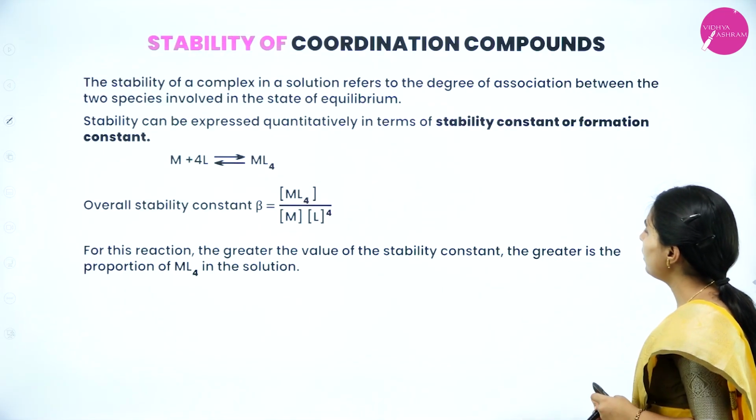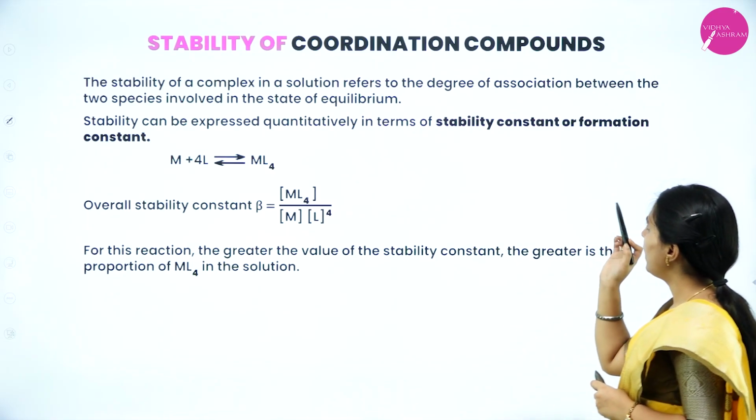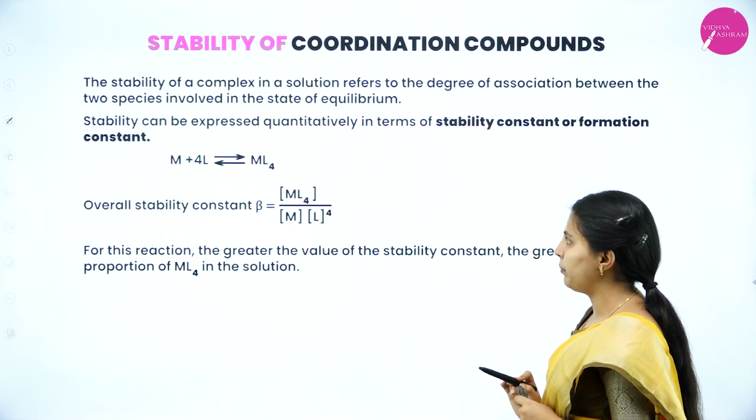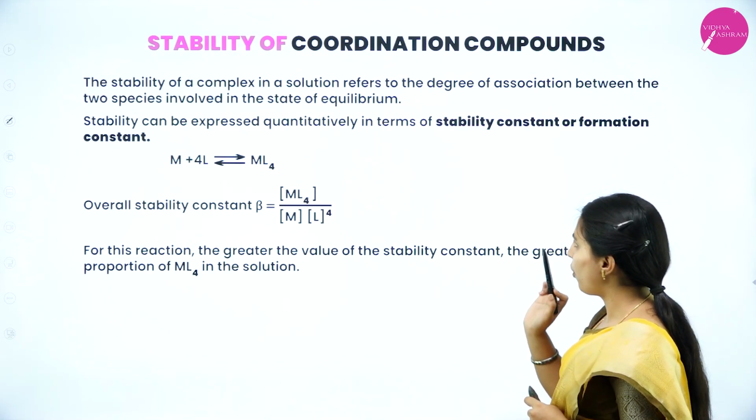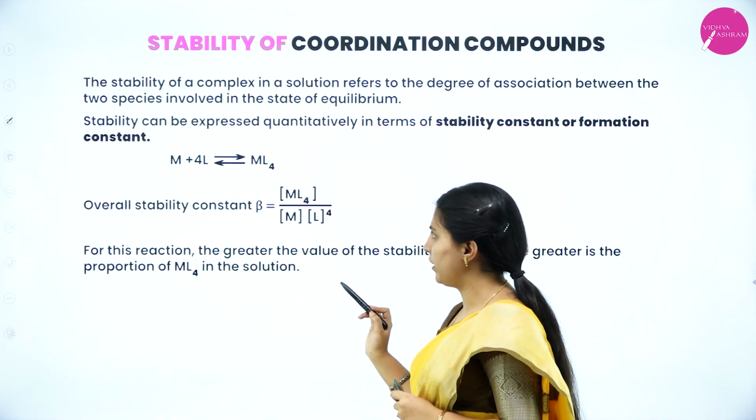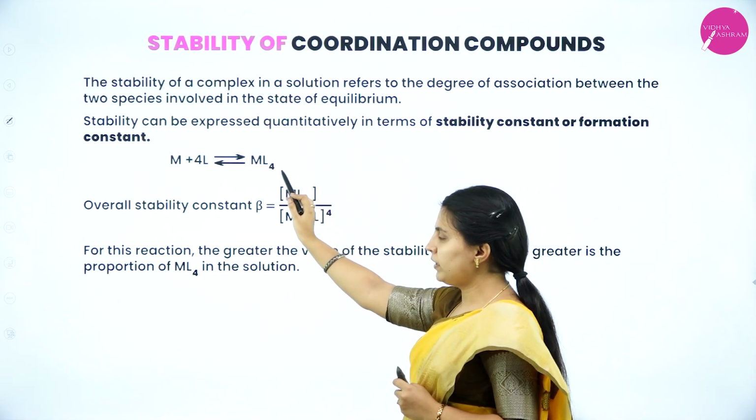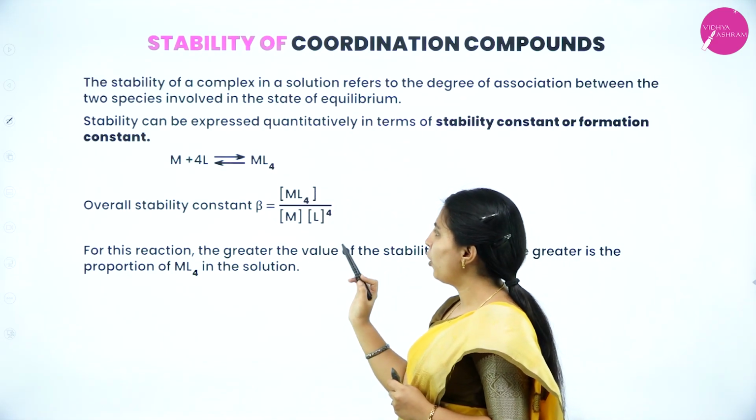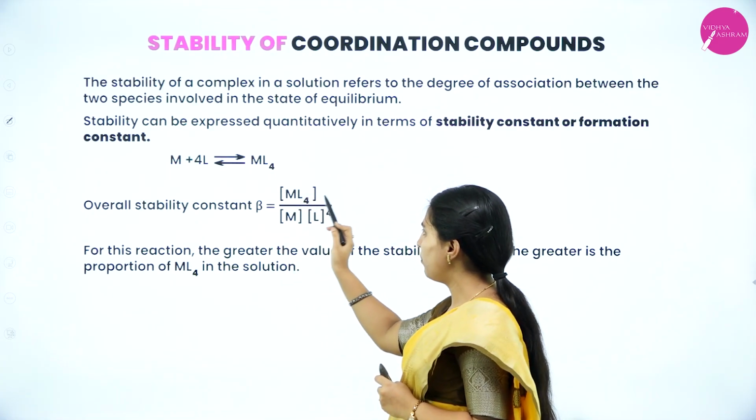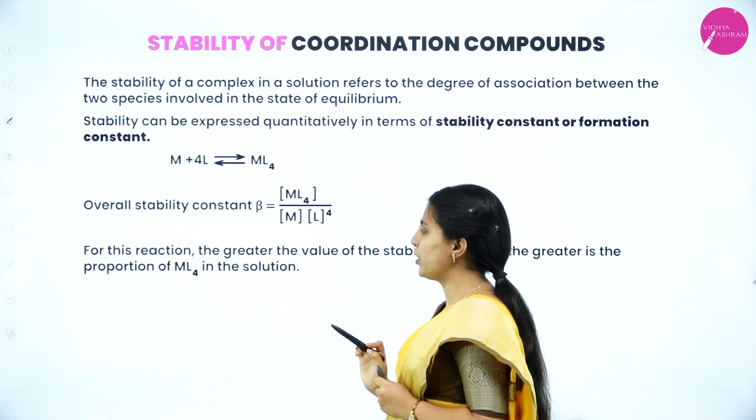Stability of coordination compounds. The stability of a complex in a solution refers to the degree of association between the two species involved in the state of equilibrium. Stability can be expressed quantitatively in terms of stability constant or formation constant. Metal with ligand will form a metal-ligand complex. The overall stability constant will be beta, the concentration of the metal complex divided by the concentration of metal times the concentration of ligand.